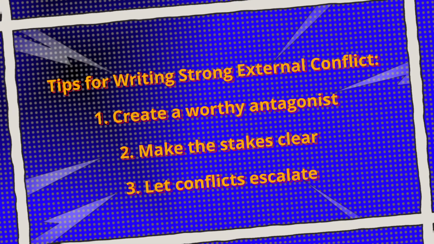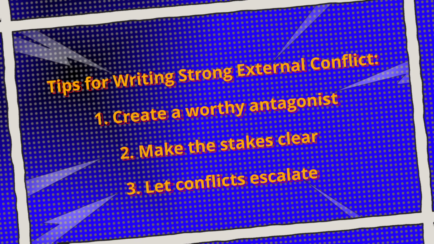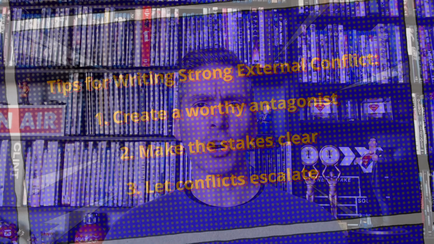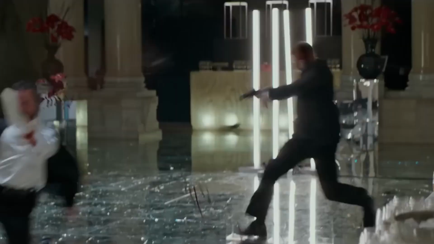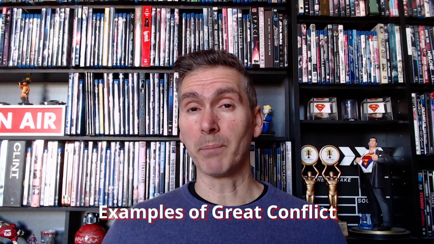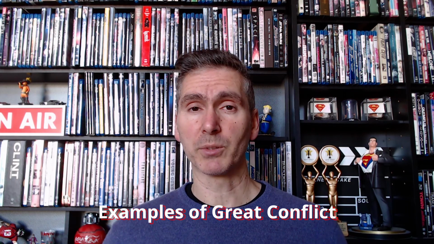And finally, let conflicts escalate. Conflicts should grow in intensity, forcing the protagonist to make harder choices as the story progresses. Think of John Wick's never-ending fight against assassins in the films. Each battle he faces raises the stakes and puts him in greater danger. So let's look at some of the greatest stories that masterfully balance both types of conflict.